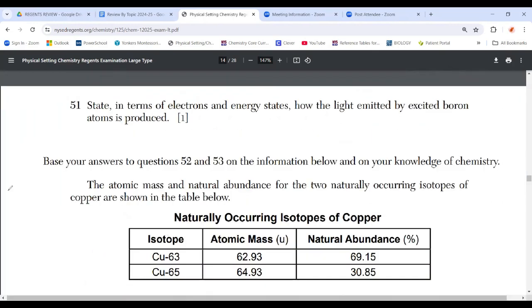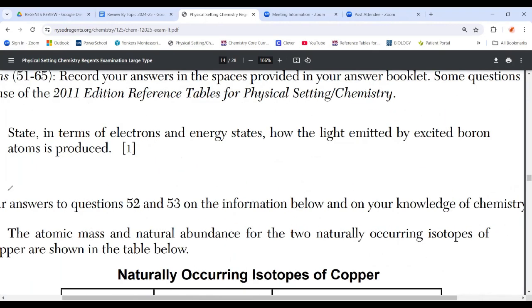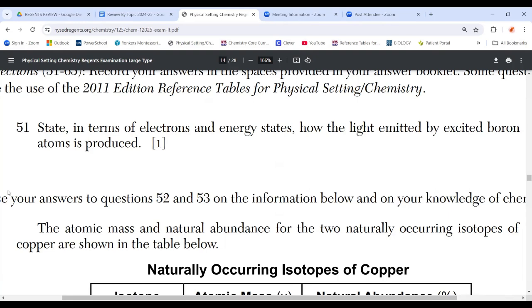So let's talk about this lingo. What kind of language are they using in this question that we have to watch out for? First of all, they said state, which means you're not going to explain anything. You're just going to tell them. They already know, they just want to see if you know. Then the next important phrase is, in terms of electrons and energy states. That means I have to talk about both of those things in my answer.